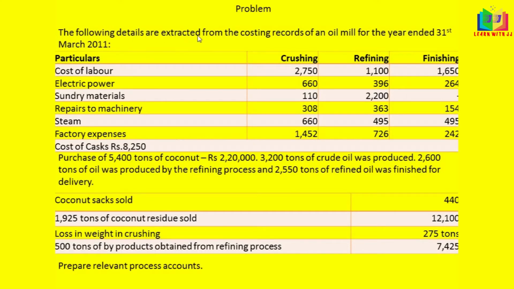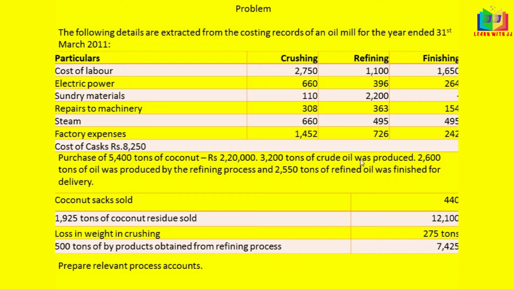The following details are extracted from the costing records of an oil mill for the year ended 31st March 2011. The particulars regarding the three processes are given: the crushing process, the refining process, and the finishing process. Under these three processes the expenses were given, and cost of cask rupees 8,250. Purchase of 5,400 tons of coconut cost 2,20,000.